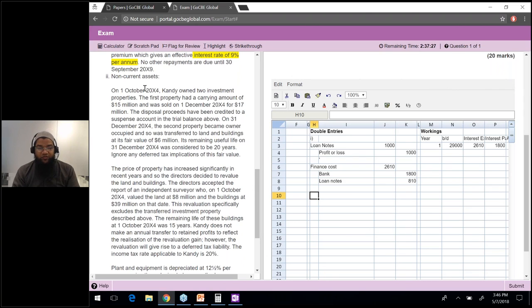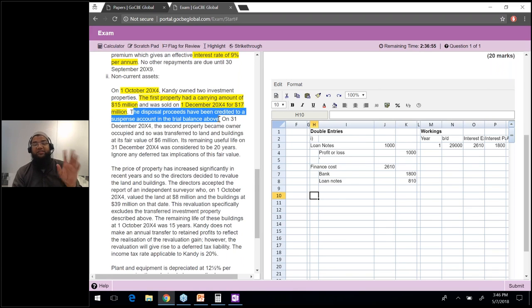Now the question says that on 1st October 2004, which was the first day of the year, Candy owned two investment properties. The first property had a carrying amount of 15 million and was sold on 1st December 2004 for $17 million. We have sold the property for $17 million, which means we would have a gain of $2 million. The disposal proceeds have been credited to the suspense account in the trial balance.